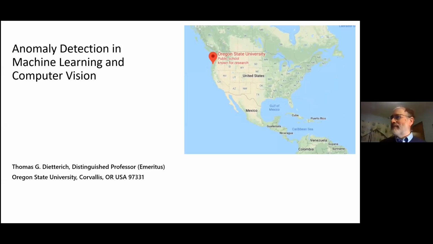Okay, I'm just rearranging my screen so I can see the chat box. Then it's again wonderful to have an opportunity to talk with all of you today and to be a part of this great experience at Data Science Nigeria. So the topic of my talk is anomaly detection in machine learning and in computer vision.